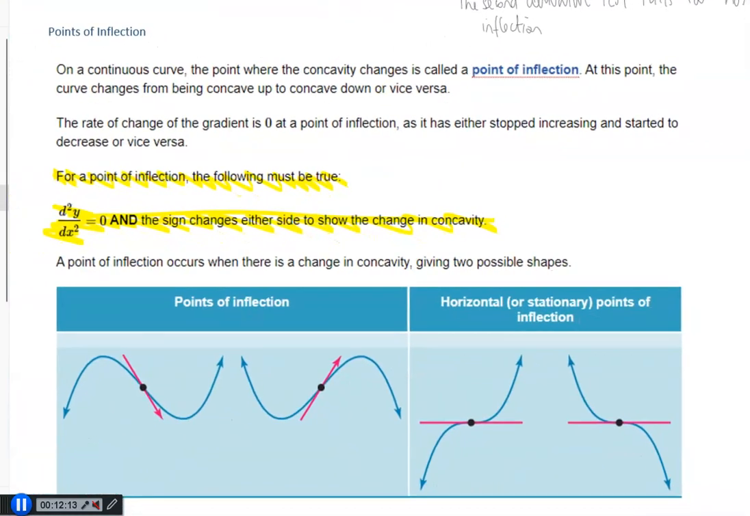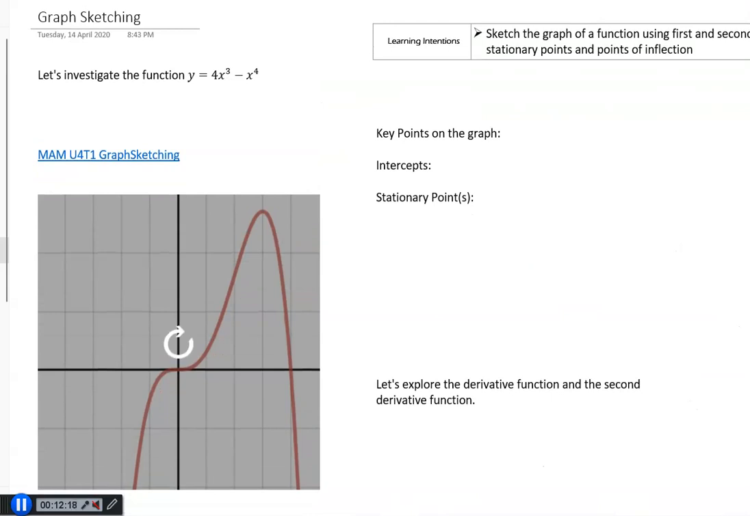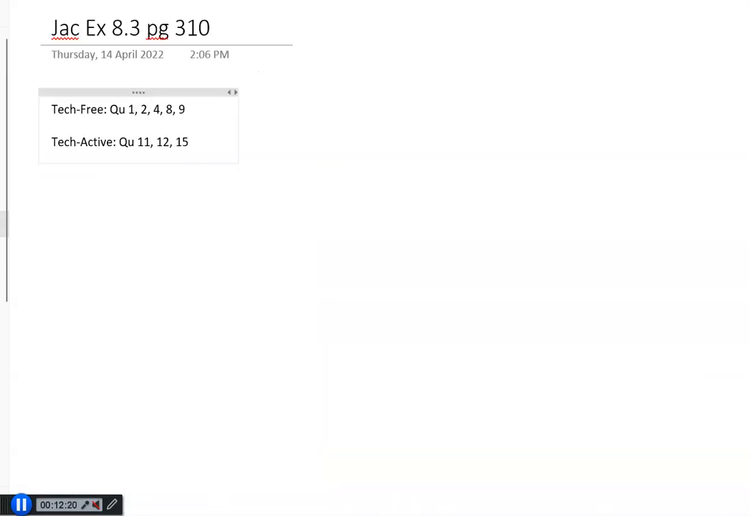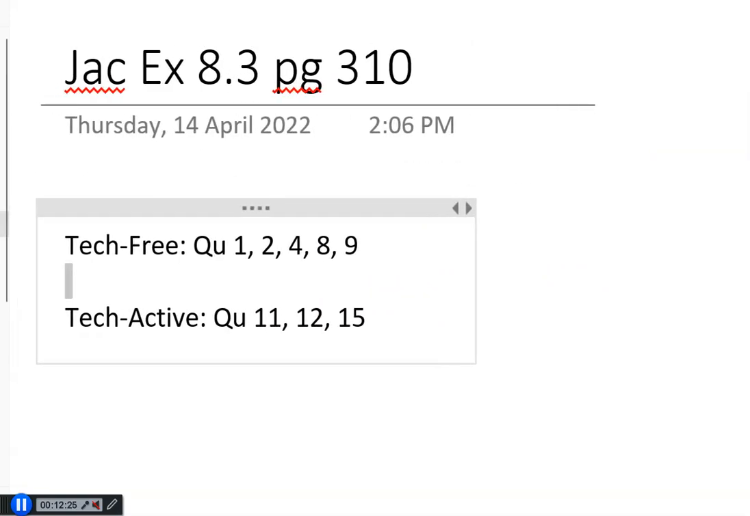I wasn't going to move forward today. Next week when we start, we'll start curve sketching from scratch. We don't want to do it today. What I thought today would be a good opportunity is to practice some questions on second derivative and concavity problems. This is from your Jacaranda, so you should have that online. 8.3, and some questions. There are some tech-free and some tech-active. Could I encourage you to have a go at a couple from each? I'm happy to come and help you with problems as you get them.